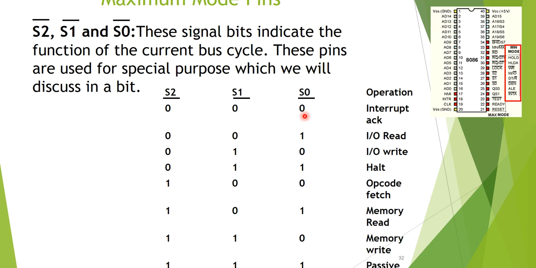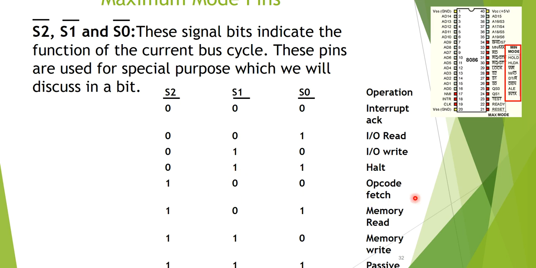If it is 000, then the interrupt acknowledge operation will be performed. If it is 001, input output read will be performed, that is the microprocessor will read the data from the input device. 010, the microprocessor will write the data to the output device. 011, it is the halt state.